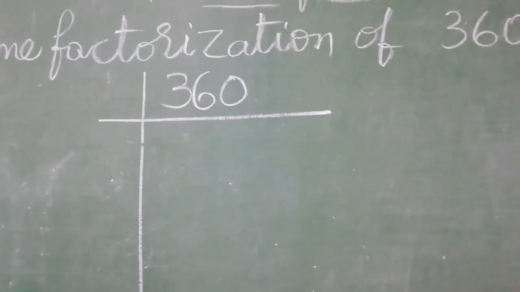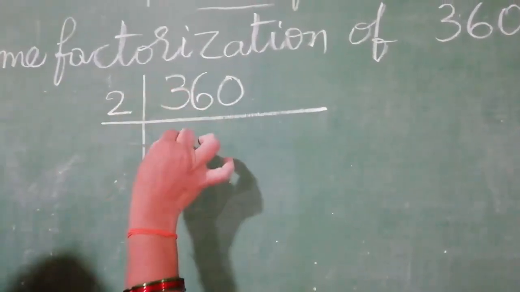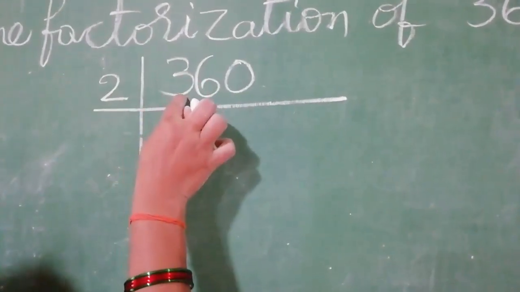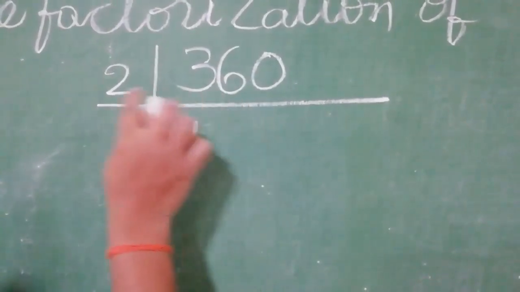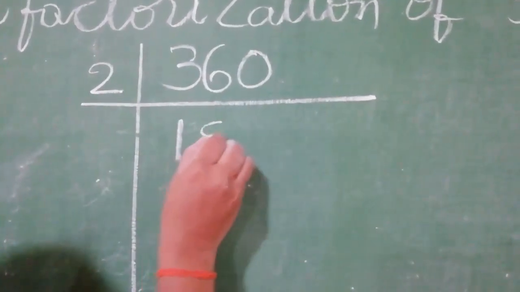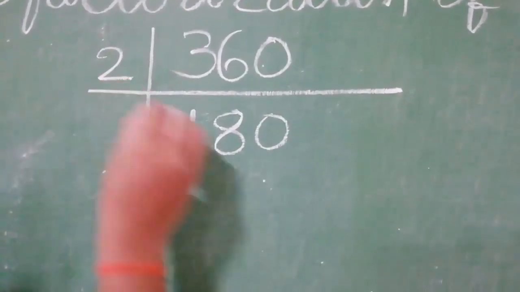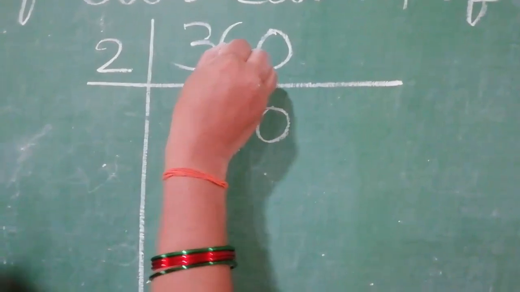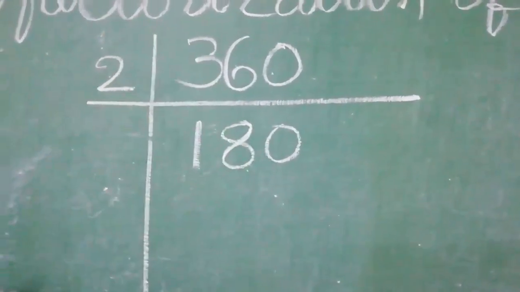How many times? We take 2. 2 ones are 2. 3 minus 2, 1 is there. 1, 6, 16. Next, 2 8s are 16. 2 zeros are 0. 2 180s are 360. Now the quotient is 180. 2 is the first prime factor.